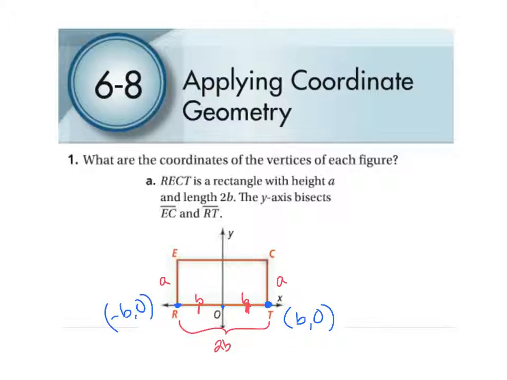Okay, let's look up here at point C. What would that ordered pair be? Well, to get to that ordered pair, you have to go over this far, over b, and up a. So the coordinates of C would be b, a. All right, you try E. What do you think E is going to have to be? All right, you should have gone left b, so that's still negative b, and you're going up, so that's positive a.